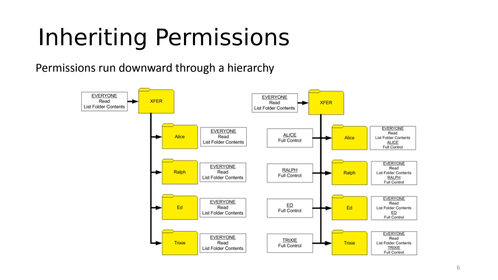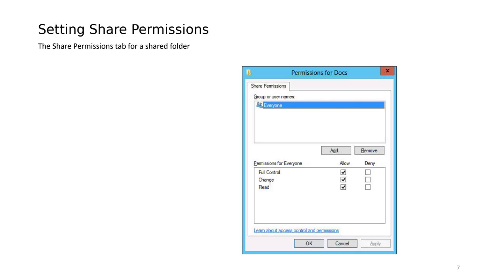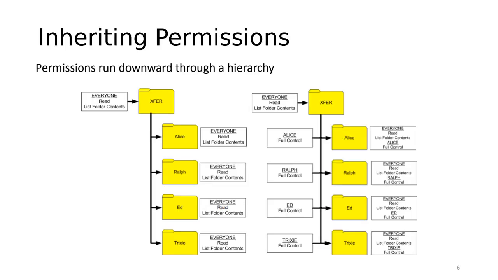Don't forget that we have inheritance in permissions. Permissions run downward through a hierarchy. So if I have permission on XFAIR and Alice is part of XFAIR, then she will inherit it. So this is the meaning of inheritance. Yeah, it's a group.